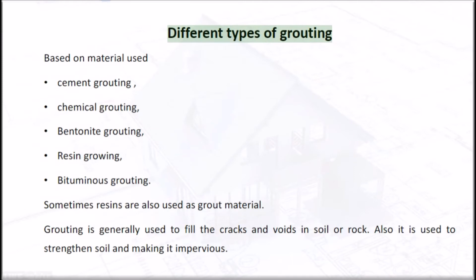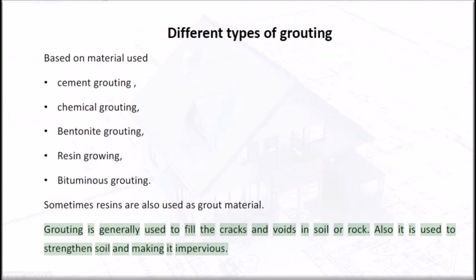Different types of grouting, based on material used: cement grouting, chemical grouting, bentonite grouting, resin grouting, bituminous grouting. Sometimes resins are also used as grout material. Grouting is generally used to fill the cracks and voids in soil or rock. Also, it is used to strengthen soil and make it impervious.